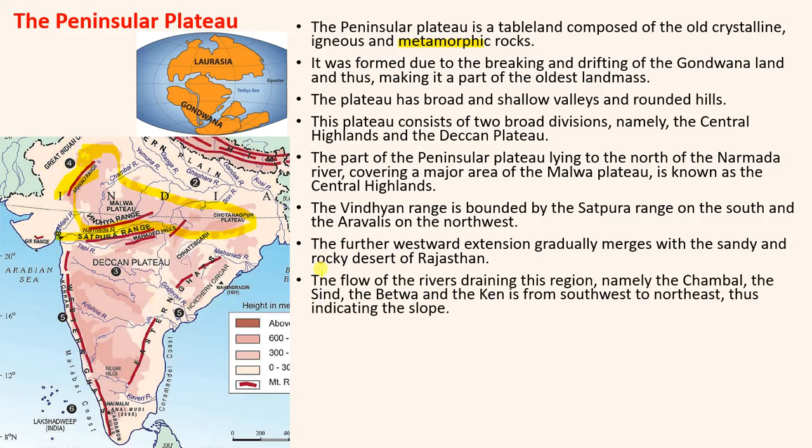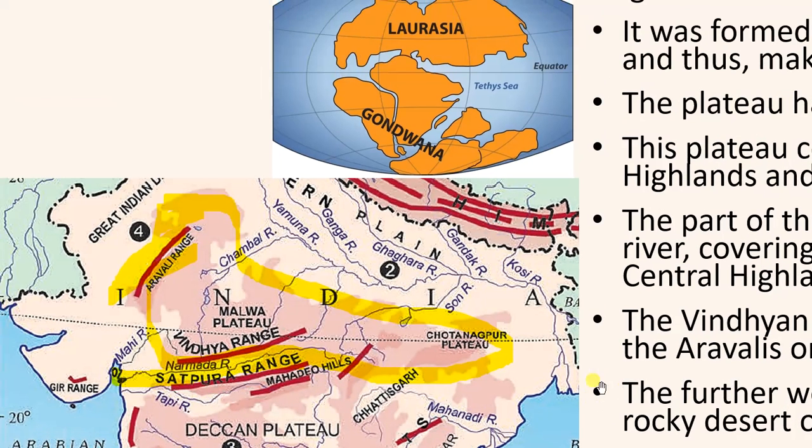The rivers draining this region are namely the Chambal, Sind, Betwa, and Ken. If you see the rivers in this range: Chambal, Son River, Ken River, Betwa River, Chambal. All these rivers are shown in this map. You can see that these all are going to meet the Yamuna and Ganga rivers.